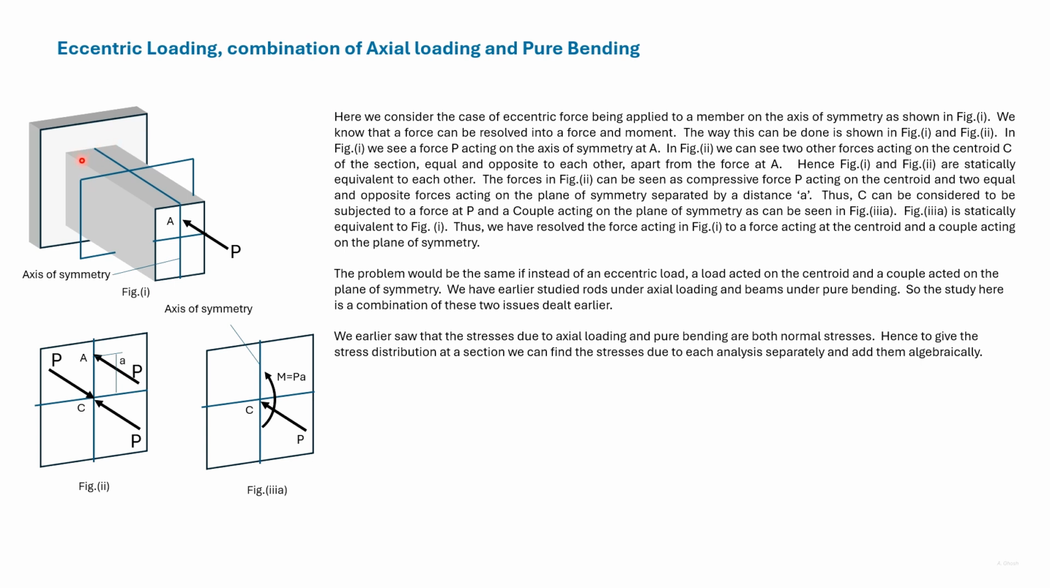This is a cantilever beam with a rectangular cross-section, and this is the axis of symmetry, and this is the centroidal axis perpendicular to the axis of symmetry. The eccentric load P is applied on the axis of symmetry at a distance A from the centroid.